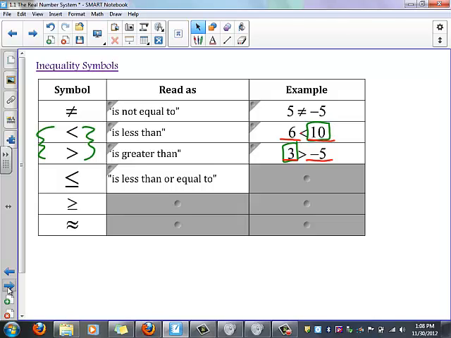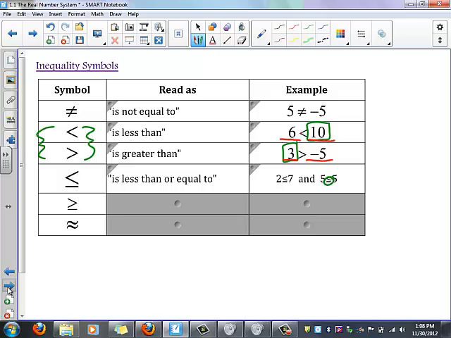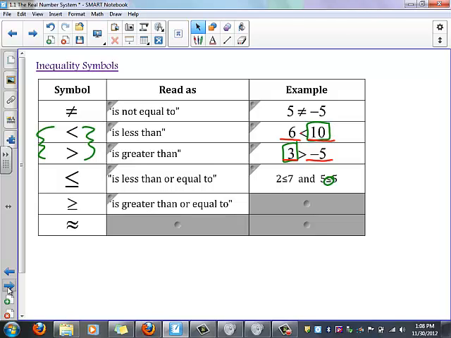The next one is less than or equal to. So this can be like 2 is less than or equal to 7. So 2 is less than 7, so we're okay. But also, we have the equal sign here. So 5 is less than or equal to 5. You can use it there as well. Same idea for is greater than or equal to. It works for the equal, or it can also be the greater than. This last one is approximately equal to. So this is going to be when you're rounding or close. For example, pi is approximately 3.1415. We can use that approximation when dealing with it.